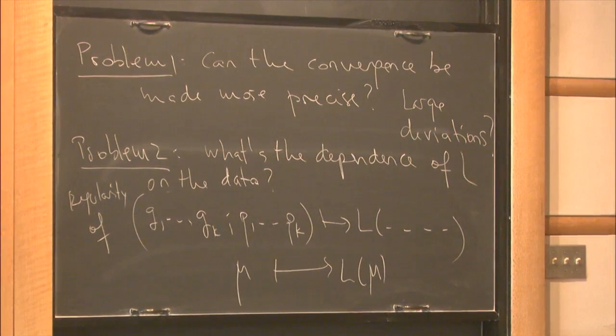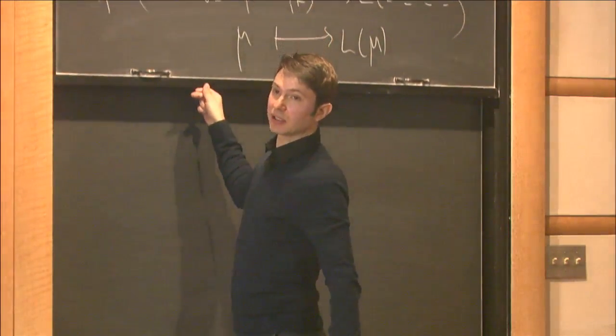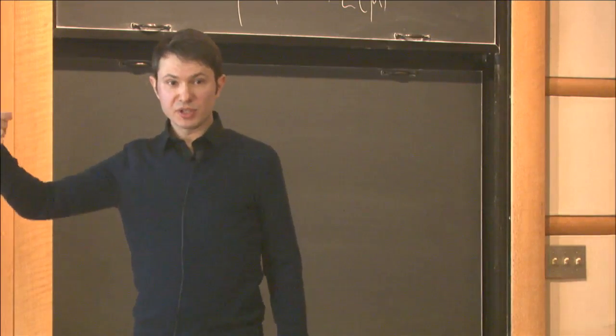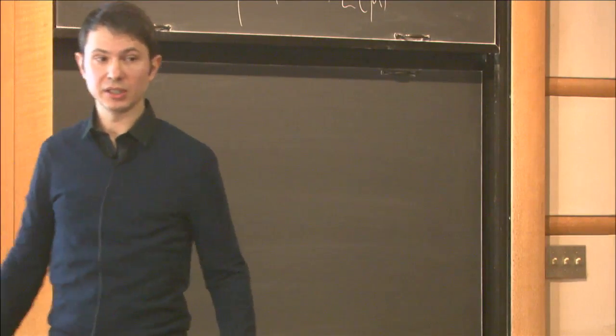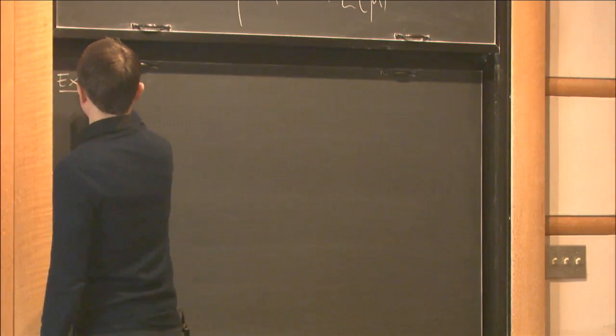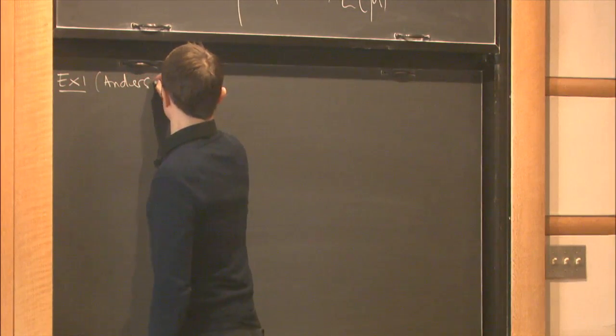Okay, so these are the questions that I would like to ask, and let me give you two basic examples of where such processes appear, and how these questions can be answered in those particular instances. So the first example, it's very well known, is the Anderson tight binding model.